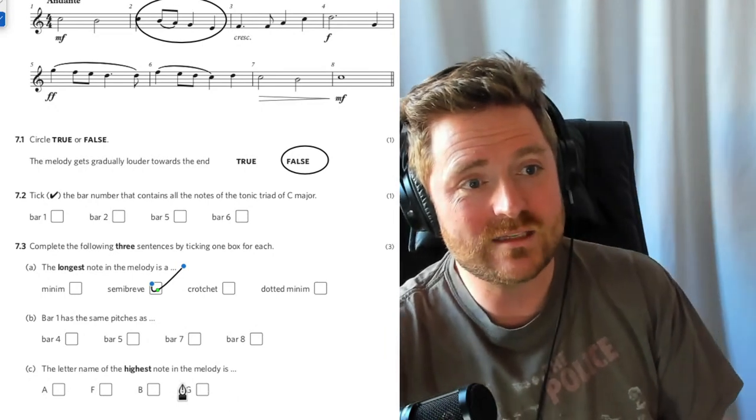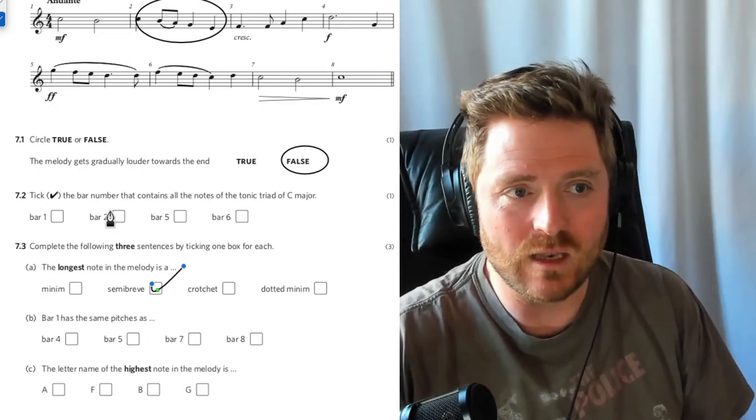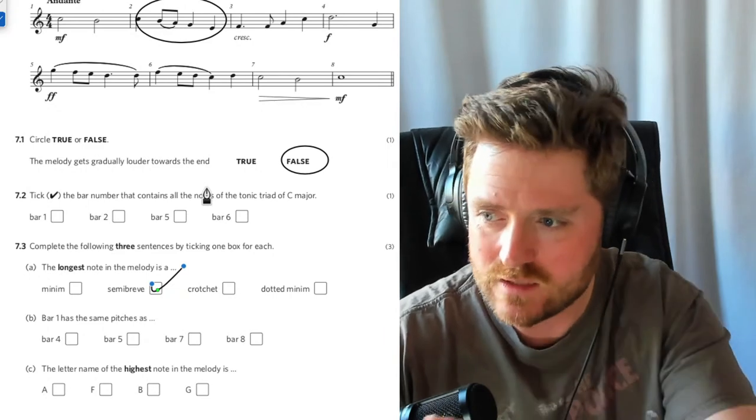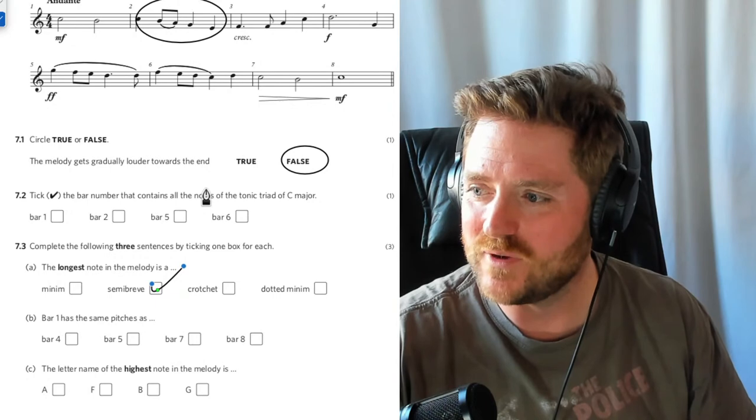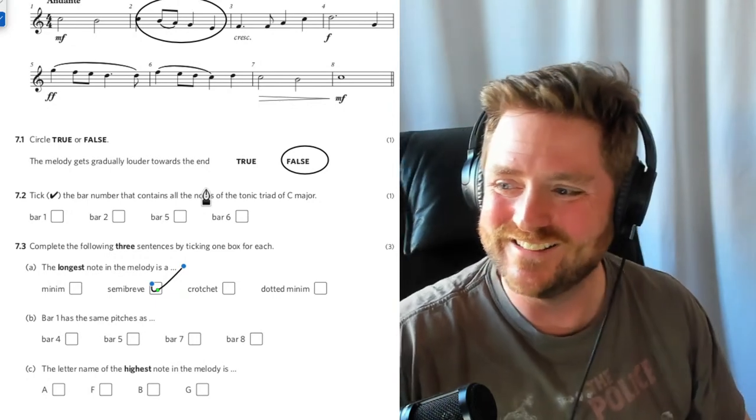Bar one has the same pitches as... Well, let's have a look. See if you can tell me, everybody. Well done. What's the cadence for homework? 1C. Oh, bless you. Well done. Yeah, 1C.